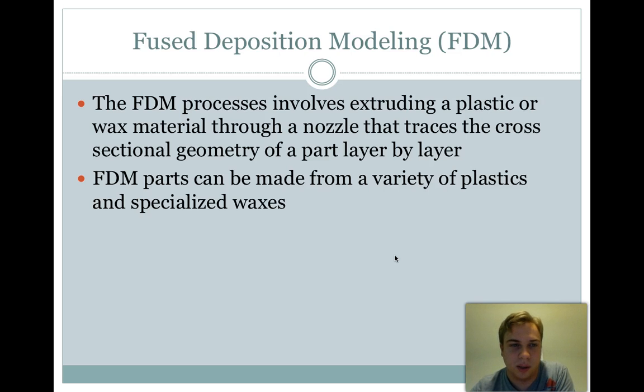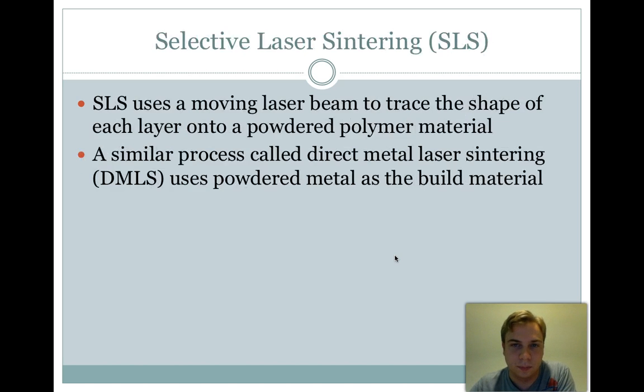Fused deposition modeling. The FDM process involves extruding a plastic or wax material through a nozzle that traces the cross-section geometry of a part layer by layer. FDM parts can be made from a variety of plastics and specialized waxes. Selective laser sintering. SLS uses a moving laser beam to trace the shape of each layer onto a powdered polymer material. A similar process called direct metal laser sintering uses powdered metal as the build material.